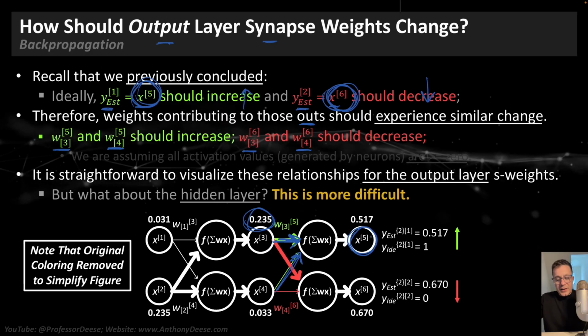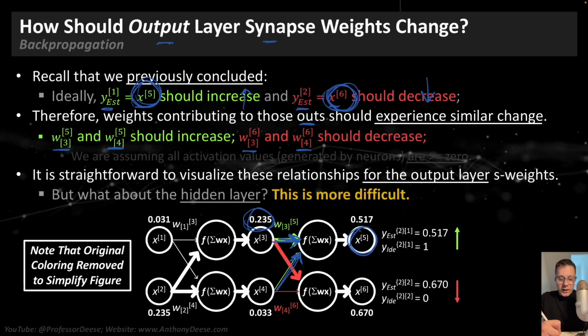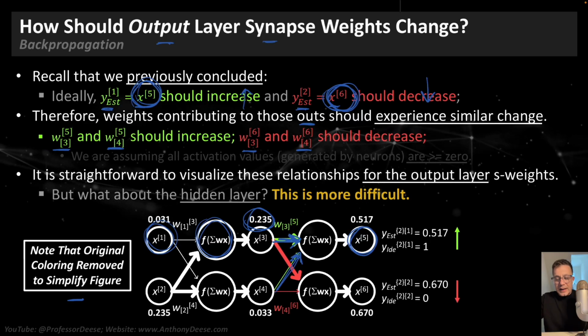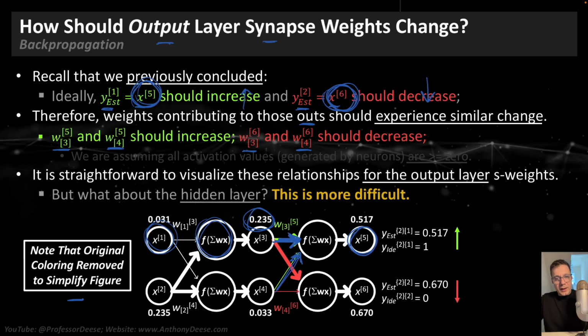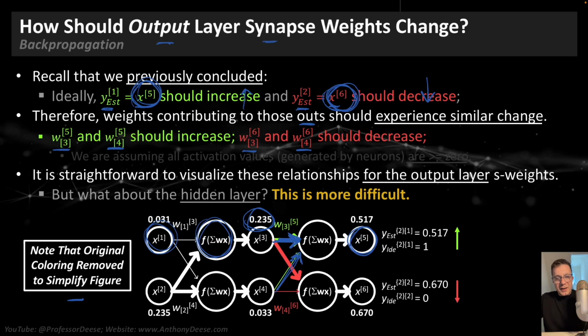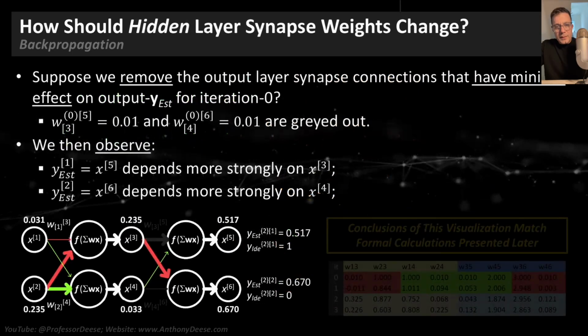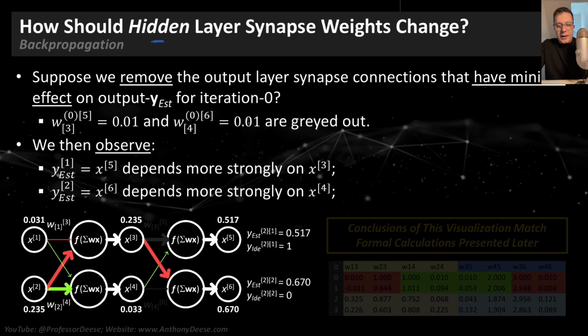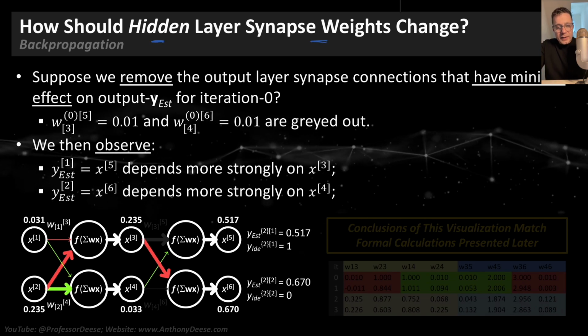We're going to see that this is more difficult. One quick note here, I did remove some of the coloring from other parts of the figure from the last slide to this one, so we can focus on the green and red denoting whether values should be increasing or decreasing. So next I ask a slightly more difficult question. How should the hidden layer synapse weights change? Let's think for a second.